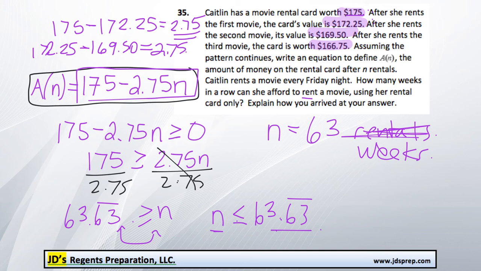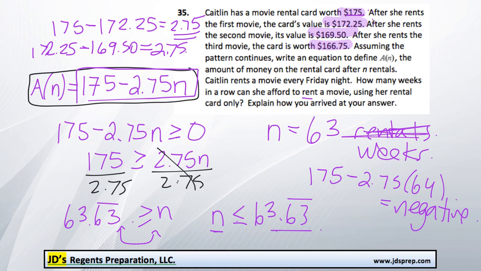Another way of proving that that's the maximum amount is that we could do 175 minus 2.75 times 64, and we would get a negative value, something that's less than 0, and that would prove that she can't get more than 63 video rentals.